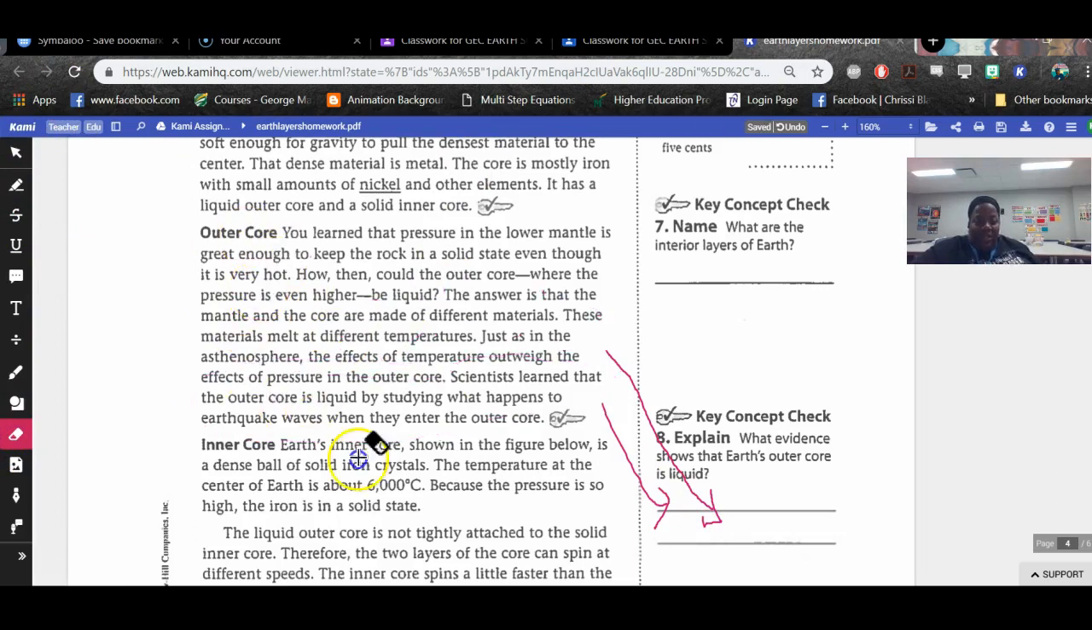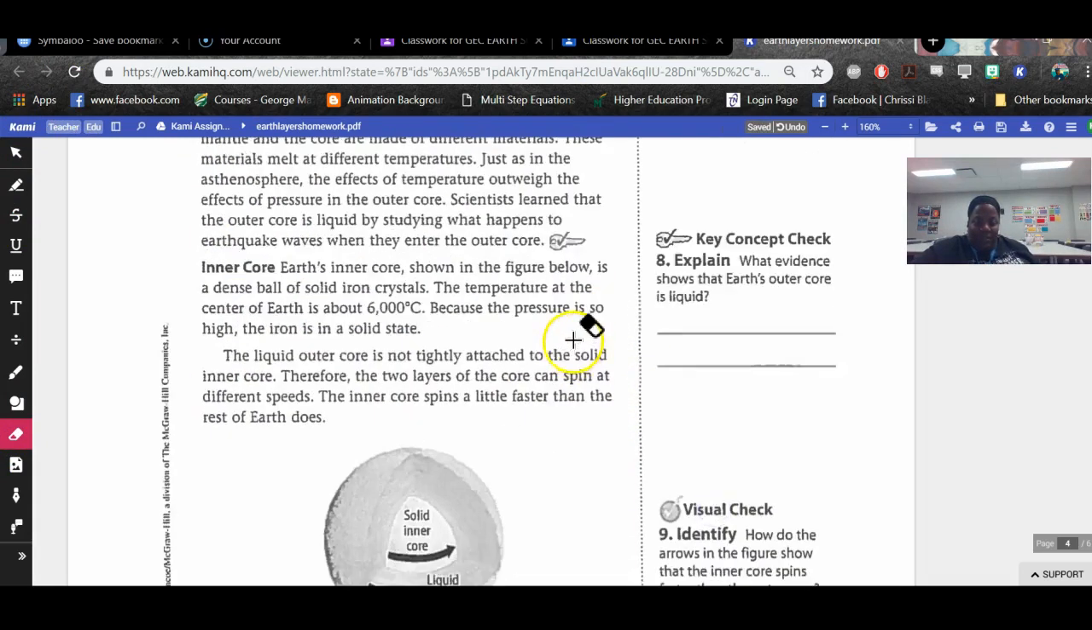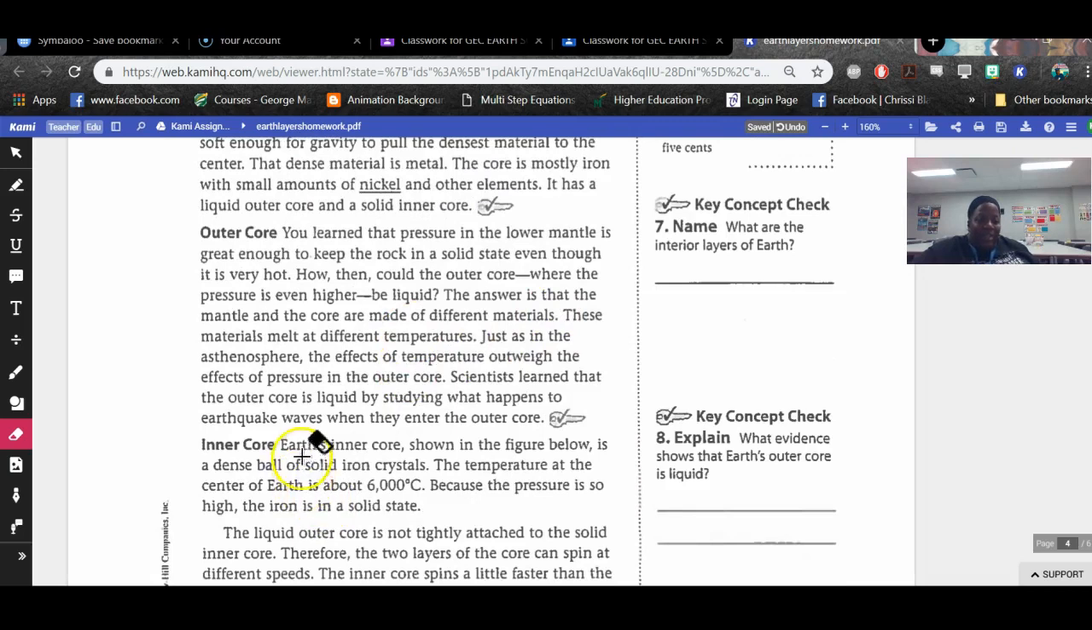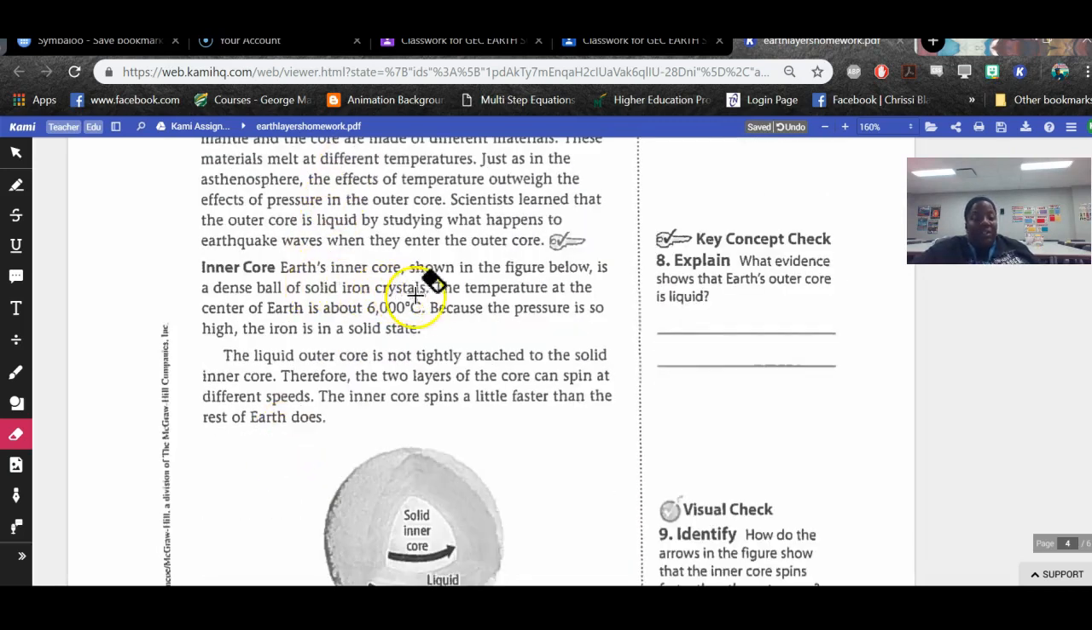All right, so next we're talking about the inner core. Should be a question that goes along with that. Ooh, and it does. Earth's inner core, shown in the figure below, is a dense ball of solid iron crystals. The temperature at the center of the Earth is about 6,000 degrees Celsius. That's very hot. Because the pressure is so high, the iron is in solid state.